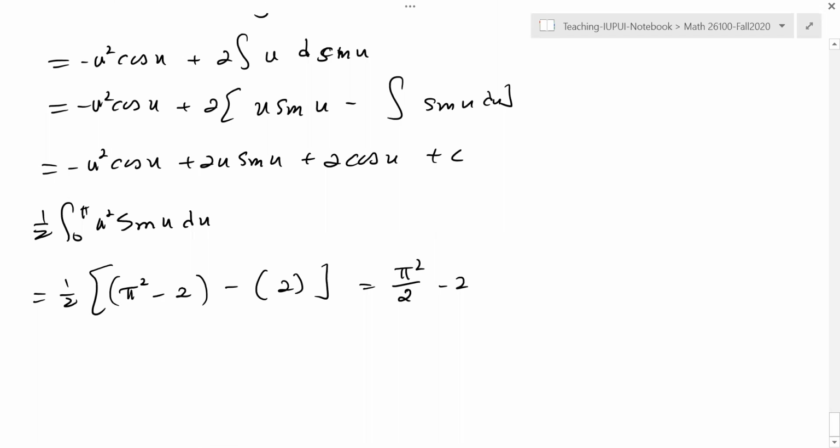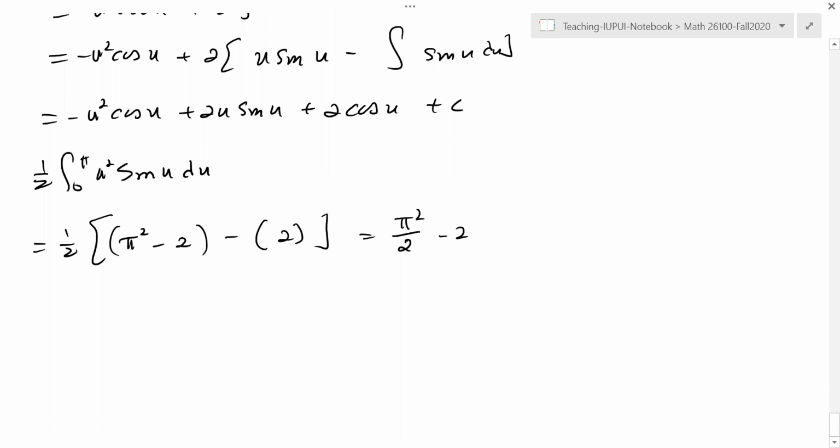So those are the double integrals. Chubby integrals change it to double integrals. All right, I'm going to do one more problem.